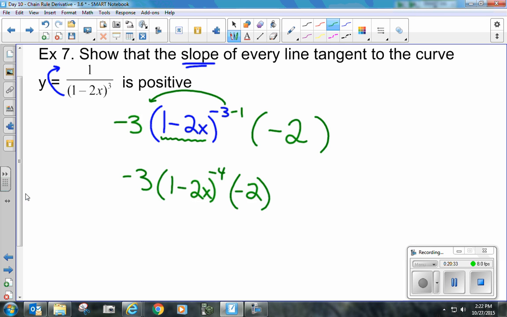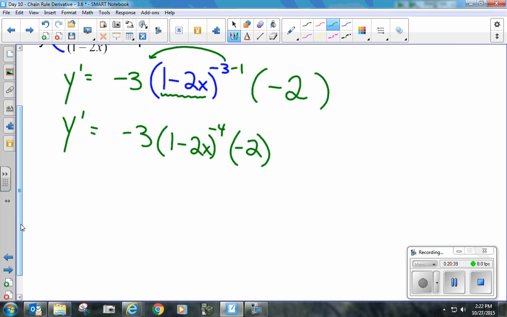And by the way, this is the derivative right here. How can I prove that it's always positive? Well, let's clean it up a little, okay? Let's multiply our negative 2 times our negative 3. So now we got 6 times 1 minus 2x to the negative 4. All right? Now, let's simplify that even further.